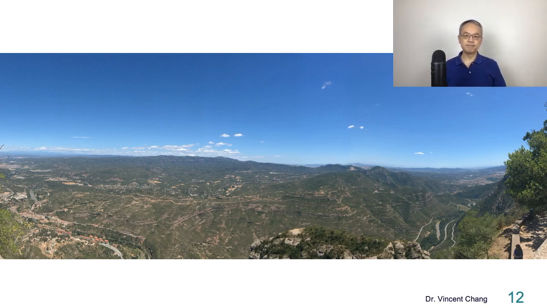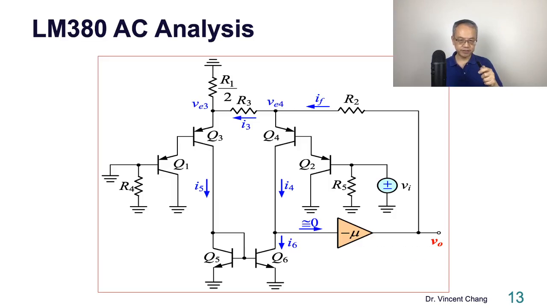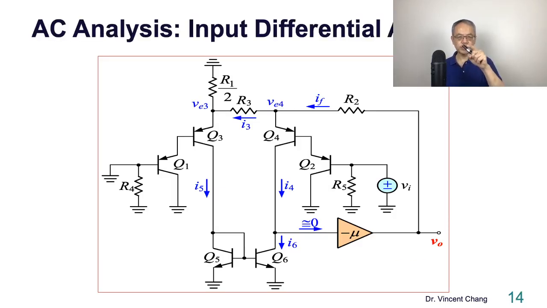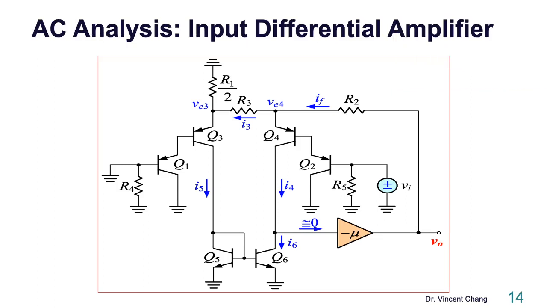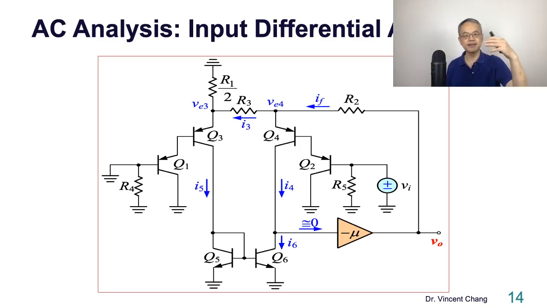All right, time is up. Can you get the emitter current of the differential amplifier? So let's start with the input differential AC analysis.